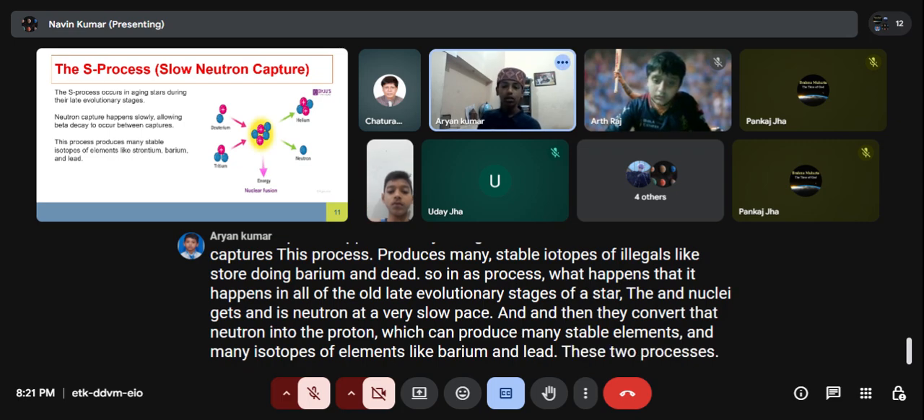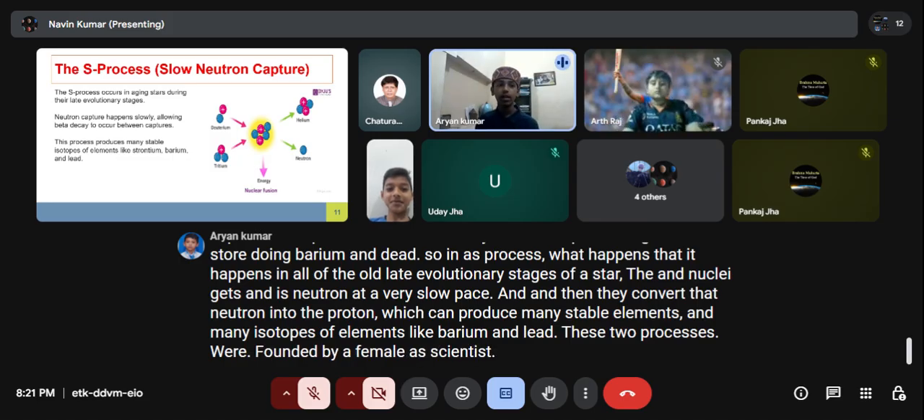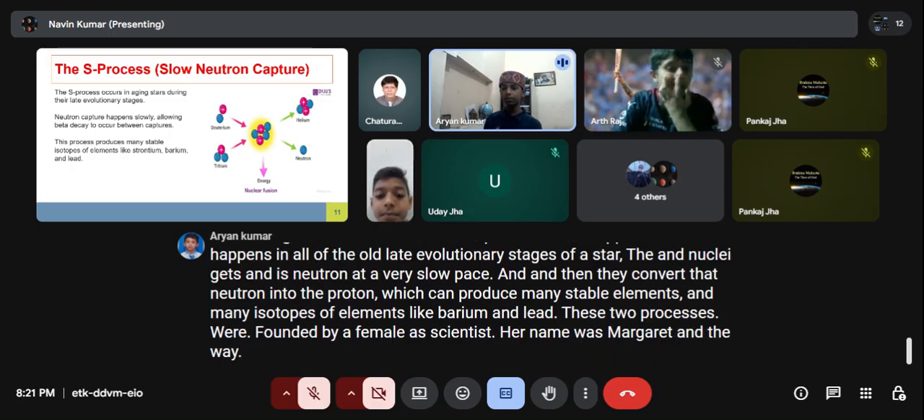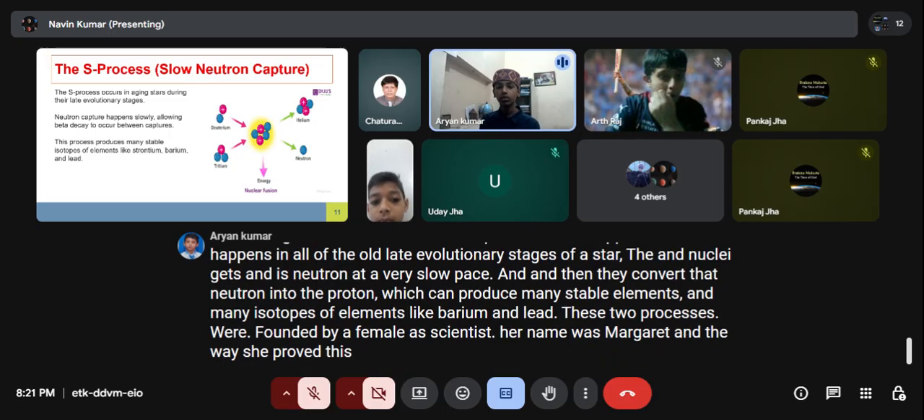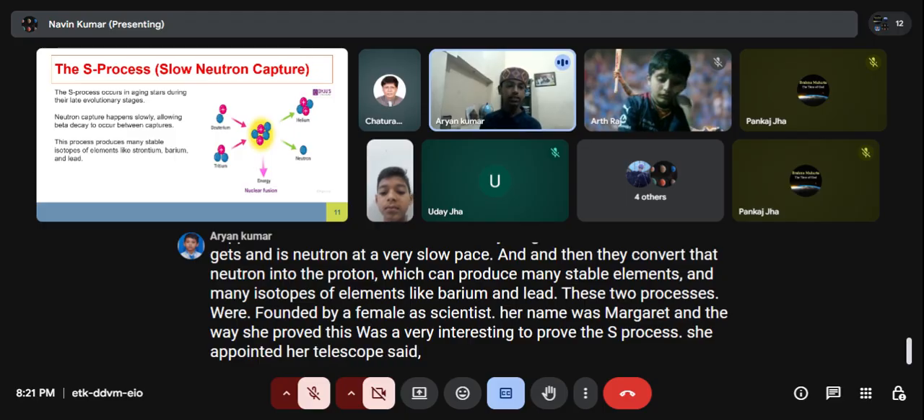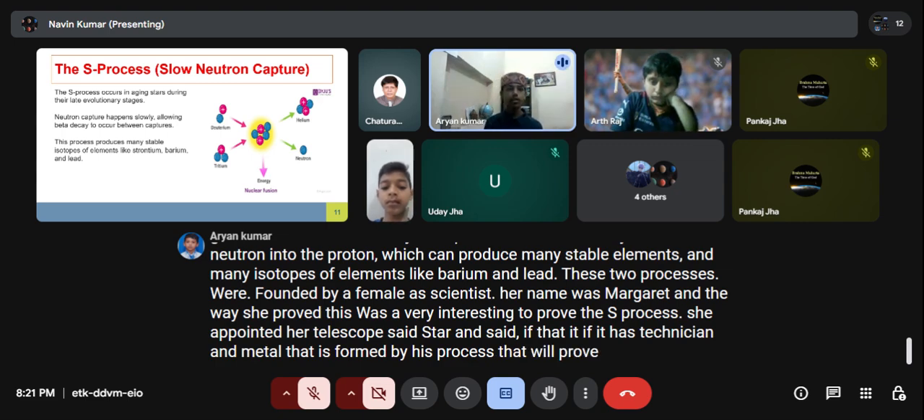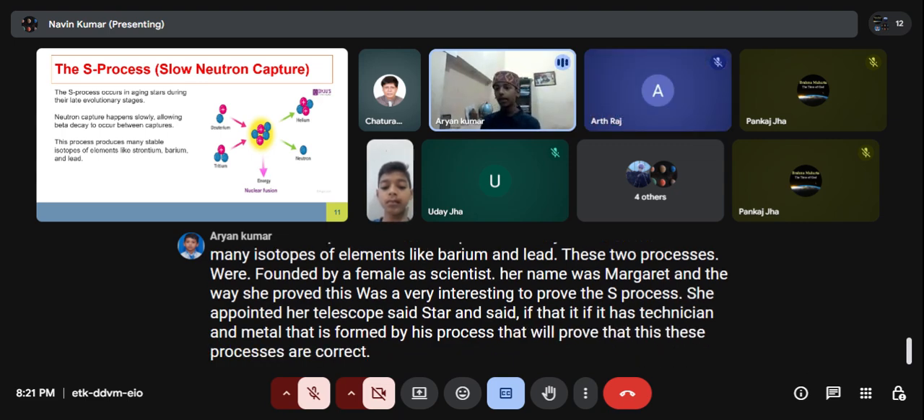These two processes were founded by a female scientist. Her name was Margaret, and the way she proved this was very interesting. To prove the S process, she pointed her telescopes at a star and said if it has technetium, a metal that is formed by the S process, that will prove that these processes are correct. And that is how these processes were founded.